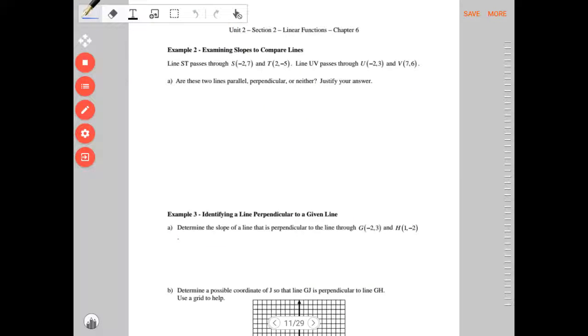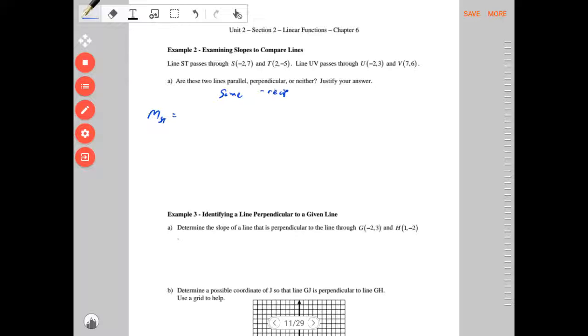Example 2, examining slopes to compare lines. Line ST passes through that, line UV passes through those. Are the two lines parallel, perpendicular, or neither? Remember, parallel will have the same slopes. Perpendicular will have negative reciprocals. And if the slopes are anything else, then they will be neither. So all we've got to do is figure out the slopes.